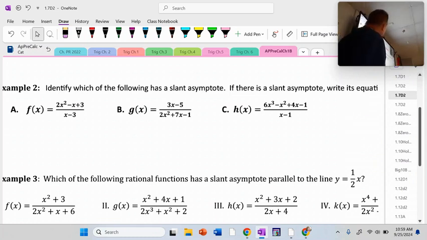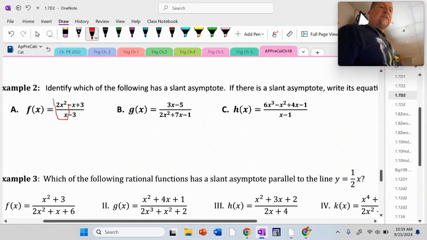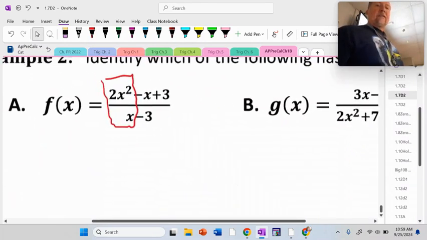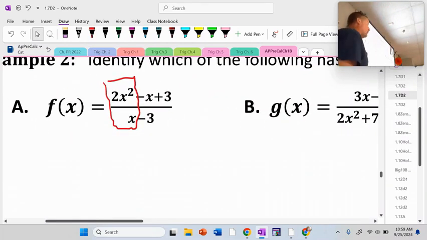Okay, so identify which of the following has a slant asymptote. You know what? Forget that. We're going to find all the asymptotes. First of all, does this have a slant asymptote? Yes or no? Let's zoom in on this one at a time. Slant or no? Yes? Let's find it.